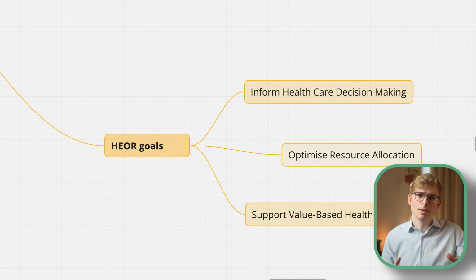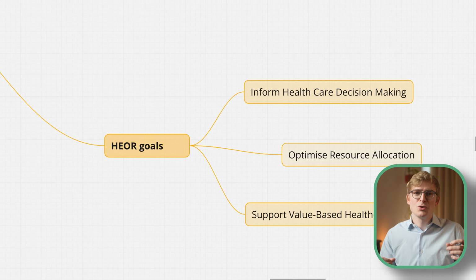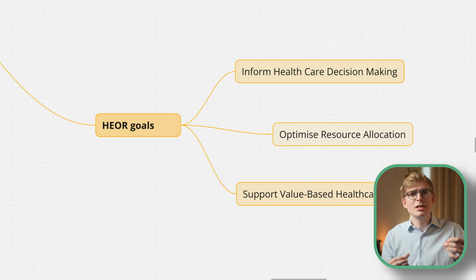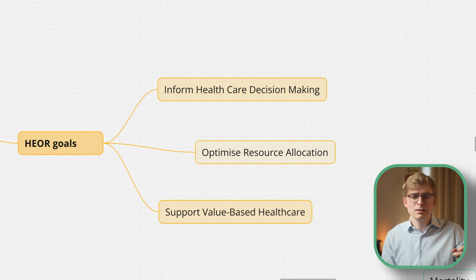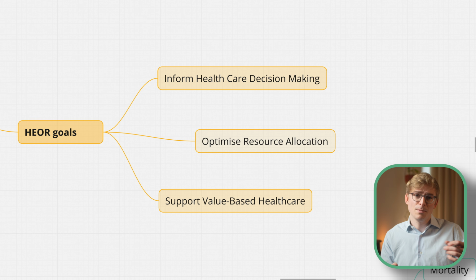In the field of health economics and outcomes research, we generally try to do three things. We want to inform healthcare decision-making. We want to optimize the way in which limited resources are allocated. And lastly, we want to support value-based healthcare.